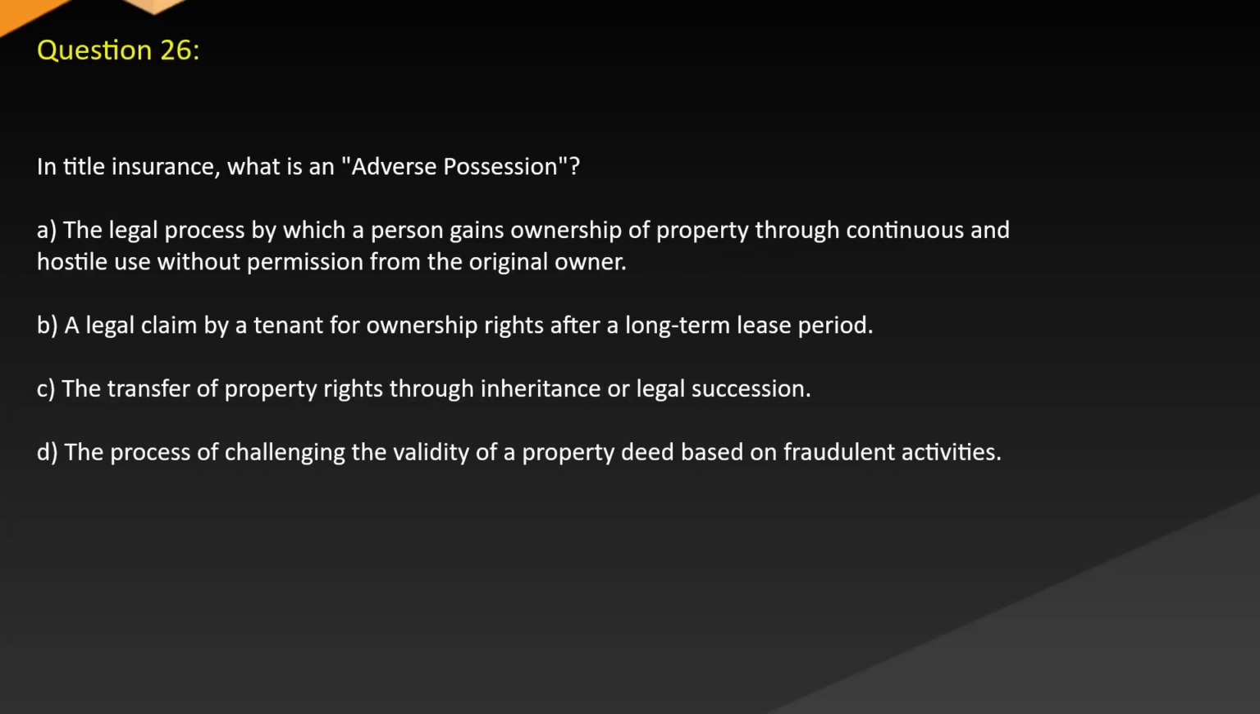Question 26. In title insurance, what is an adverse possession? A. The legal process by which a person gains ownership of property through continuous and hostile use without permission from the original owner. B. A legal claim by a tenant for ownership rights after a long-term lease period.